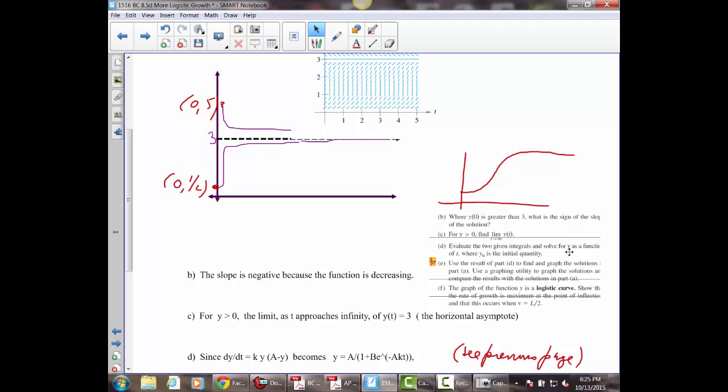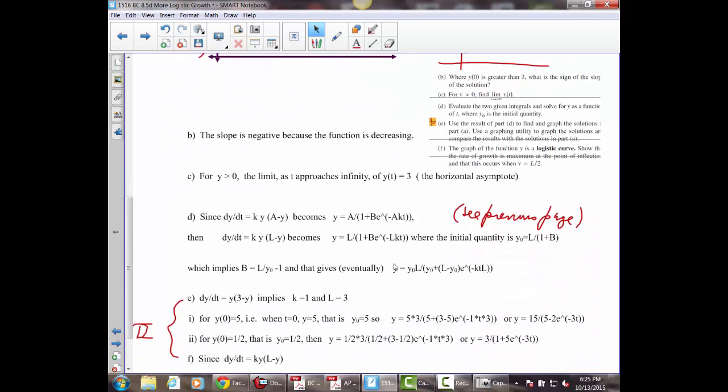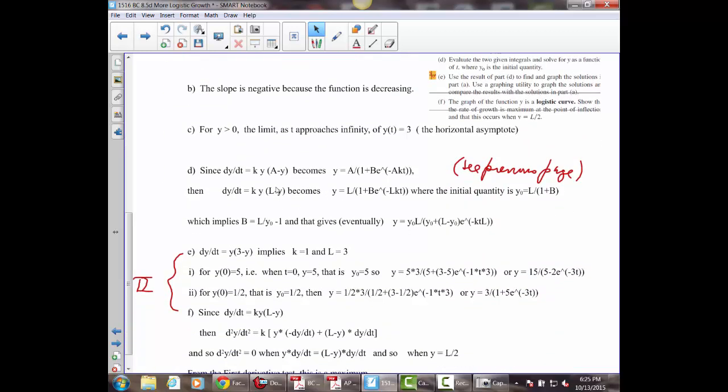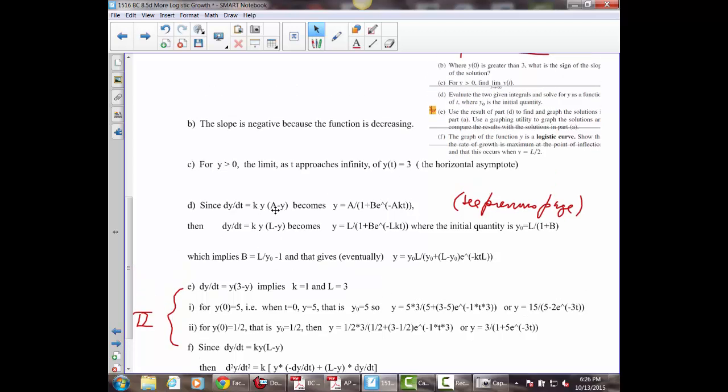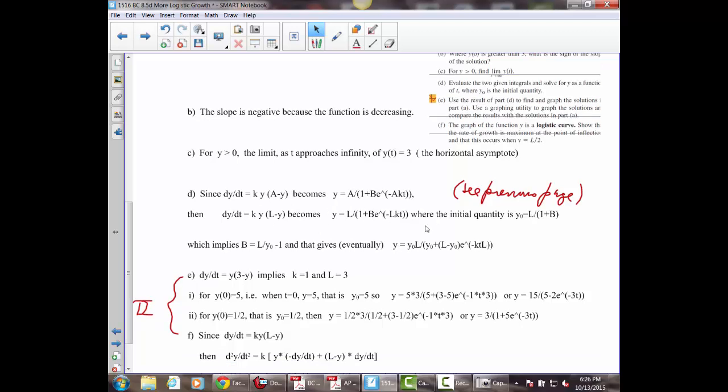Evaluate the two given intervals and solve for y as a function of t, where y0 is the initial quantity. So that's basically me going through the procedure here. dy dt equals k times y times a minus y becomes that equation that we know. So I'm just redoing it. They're using L and I use A, so that's really the only difference.